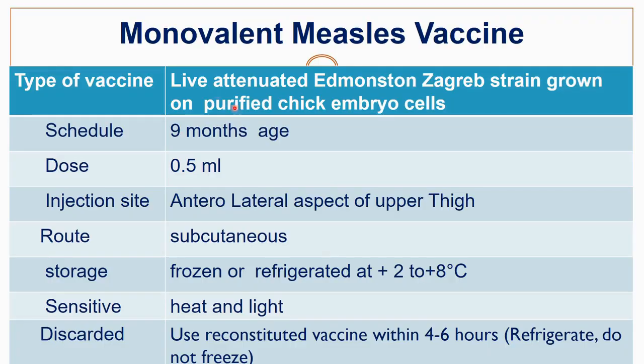So in brief, it is a live attenuated Edmonston-Zagreb strain grown in purified chick embryo cells. The schedule was just 1 dose given at 9 months of age. Dose was 0.5 ml. Injection site is the anterolateral aspect of the upper thigh, route subcutaneous. Storage is the same as MR vaccine, frozen or refrigerated at +2 to +8 degrees Celsius. It is sensitive to heat and light, same as MR vaccine, and the reconstituted vaccine should be discarded within 4 to 6 hours. Do not keep it back in the freezer.